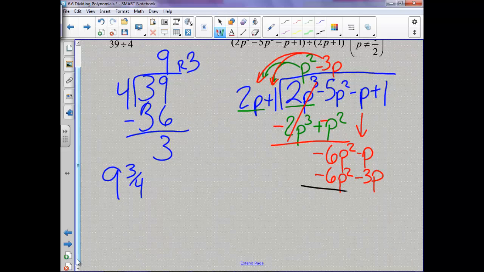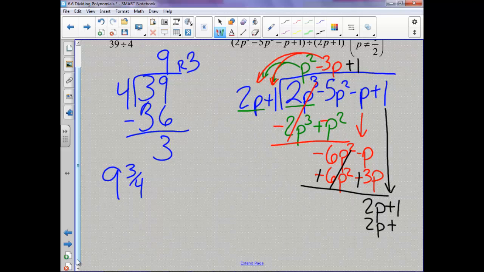And now remember, we're subtracting, so subtracting is the opposite of your negatives. So this will go to 0, and we're left with 2p plus 1. And notice this will go in one time. When we subtract, we're left with 0. So our answer is p squared minus 3p plus 1.